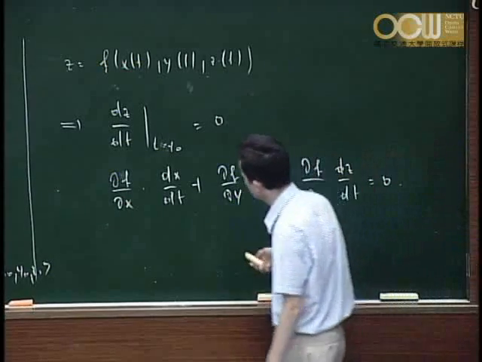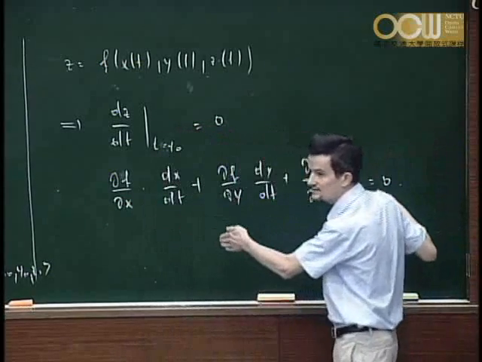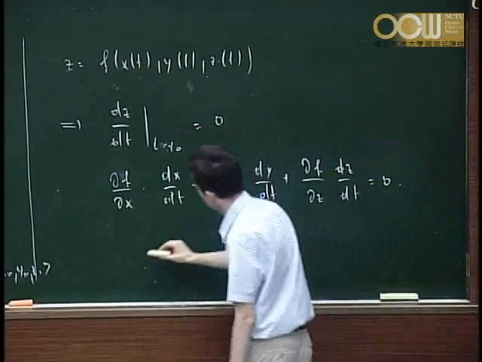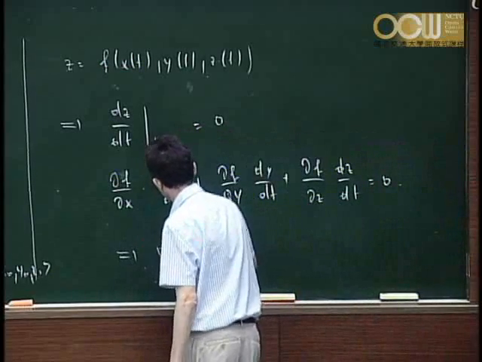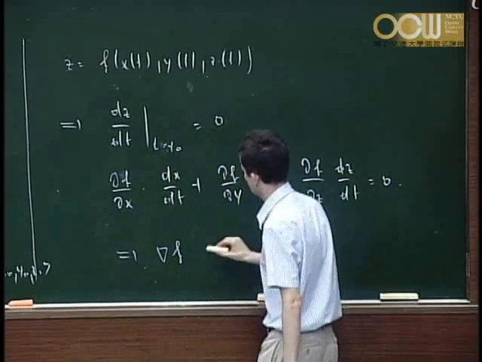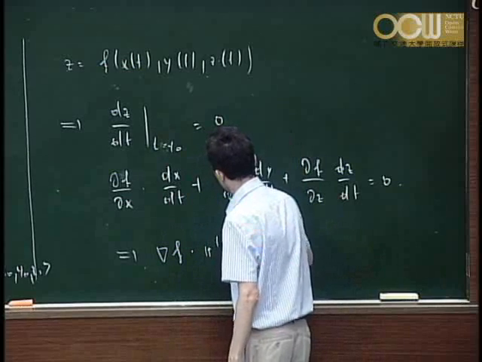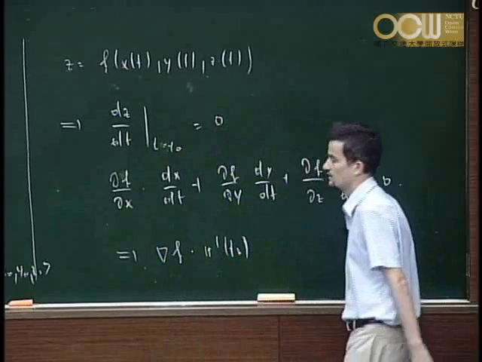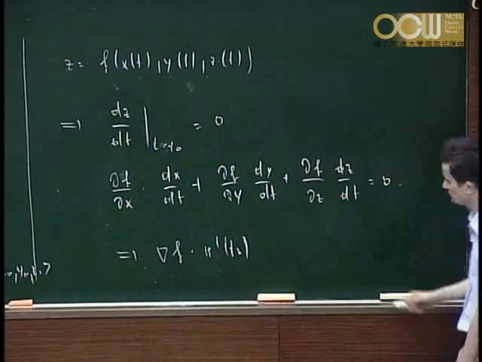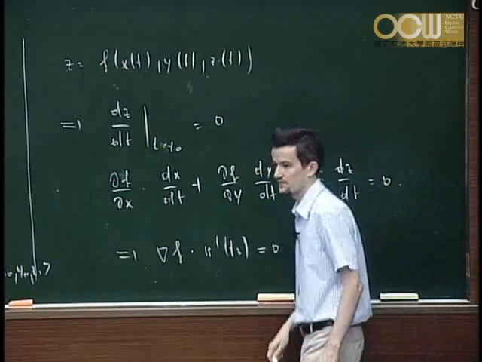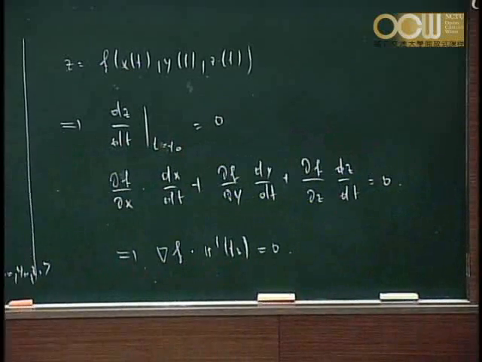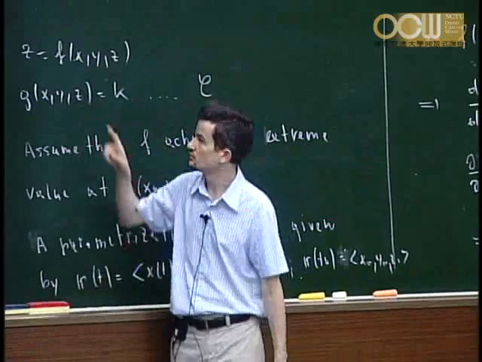Okay, but this here means, of course, everything is evaluated at t0. This means that the gradient of f times the derivative of r at 0 is equal to 0. And this already shows that this curve here must be tangential to the level curves.